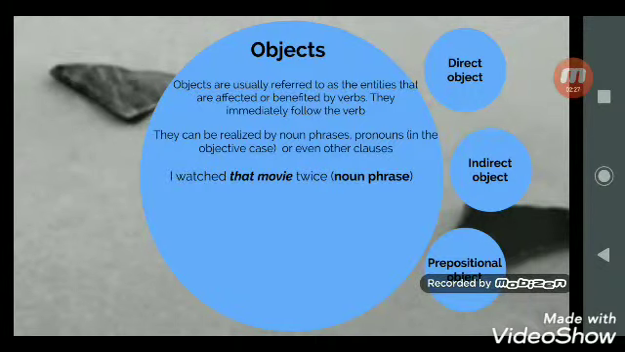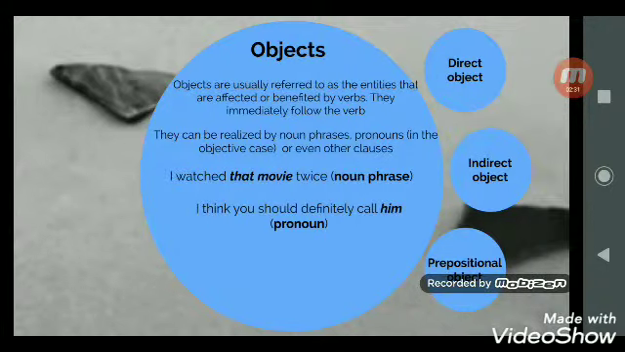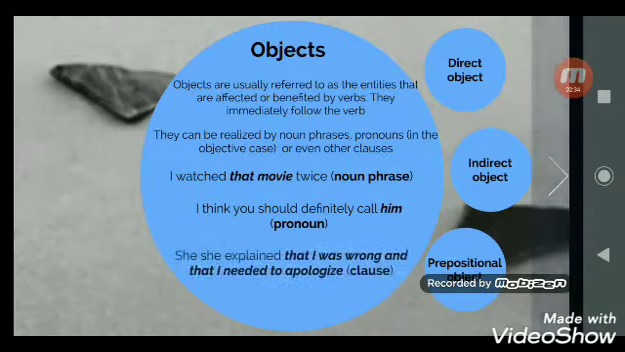I watched that movie twice. That's a noun phrase. I think you should definitely call him. That's a pronoun. And she explained that I was wrong and that I needed to apologize. So that whole highlighted part of the sentence is the object realized by a clause. There are two she's in the example. Please ignore that.